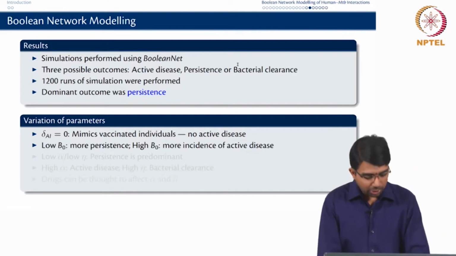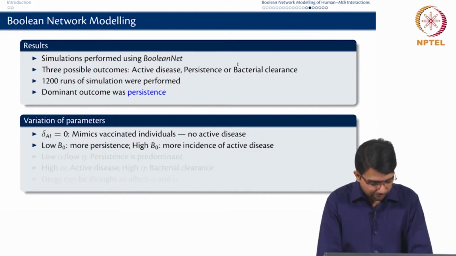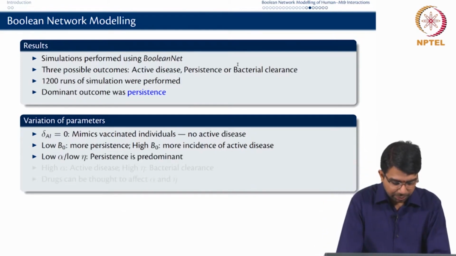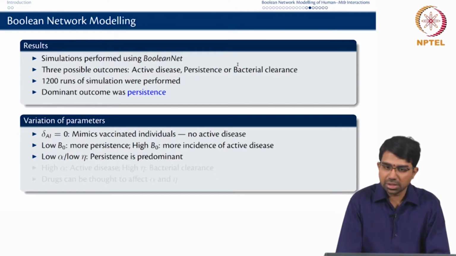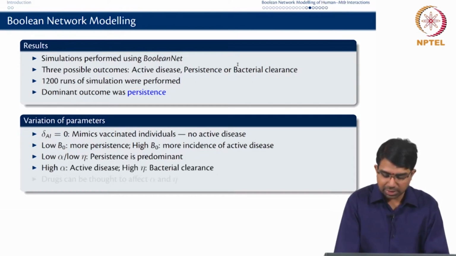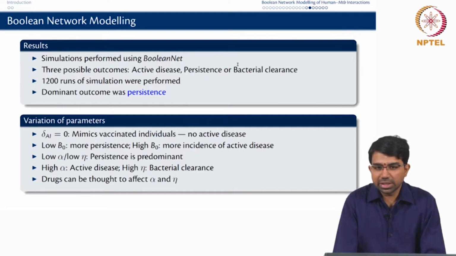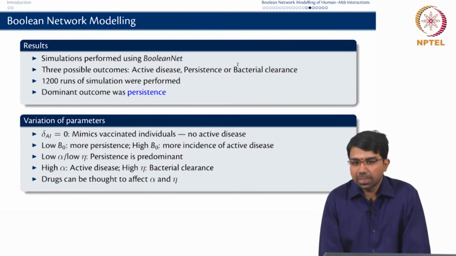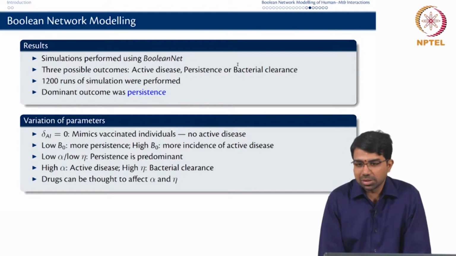We find that with low initial bacterial load, we have more persistence, and with high initial infection you have more active disease. Again, if you have low clearance or low growth, persistence is predominant, and with high growth, active disease, and with high clearance efficiency you have bacterial clearance and so on. Although these are sort of fictitious parameters in the model, you can think of alpha and eta to be influenced by any drugs that are being taken and so on. So, if you are taking rifampicin, that would have a particular influence on alpha and eta.